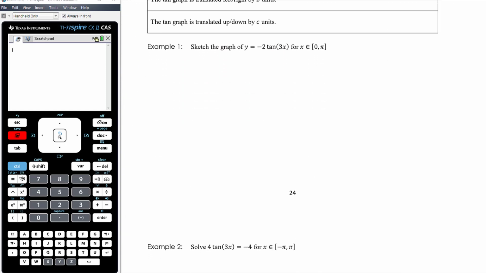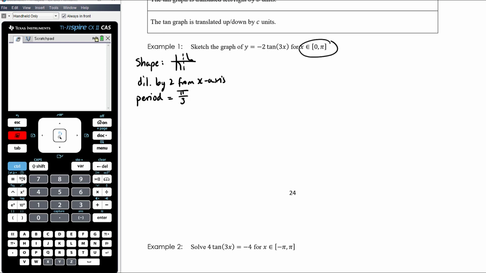Sketch the graph of negative 2 tan of 3x. Okay, so let's first of all think about the shape, because we've got a reflection in the x-axis here. So the shape is going to go down first because of the reflection. We've got a dilation by 2 from the x-axis. Okay, so it's not about amplitude, but we do need to think about it because our graph does need to reflect that. Our graph has been dilated by 1/3 from the y-axis, which means the period, which is usually pi for tan, is now 1/3 of pi, so the period is pi on 3.